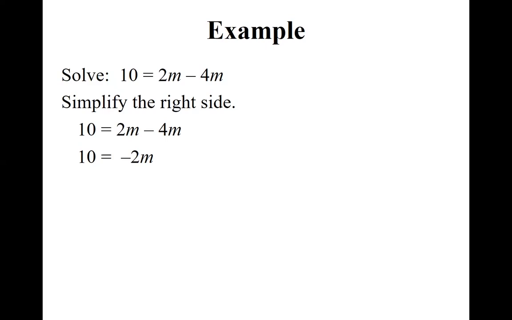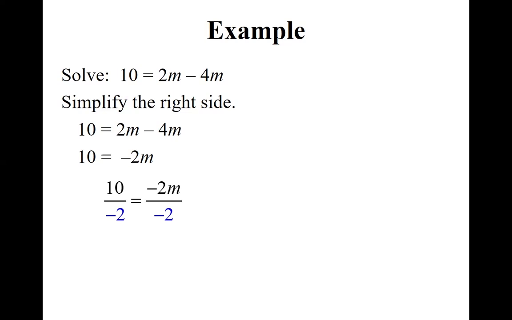Now we have 10 equals negative 2 times m. We need to get the m by itself. We'll undo times negative 2 with its opposite, divided by negative 2. And whatever we do on one side, we have to do on the other. So both sides get divided by negative 2. On the right, the negative 2's cancel out, just leaving us with m. On the left, 10 divided by negative 2, positive divided by negative is negative.